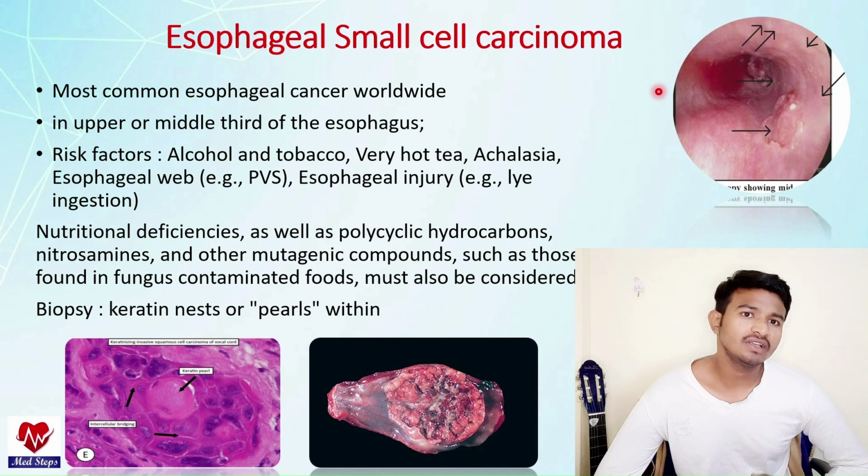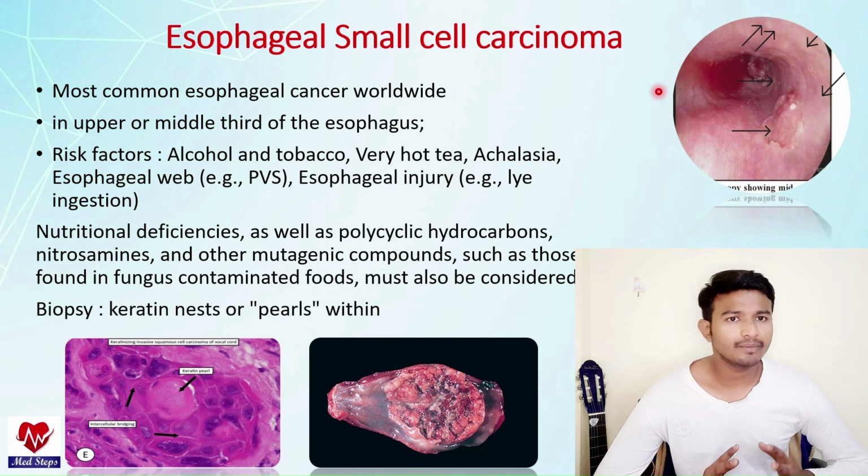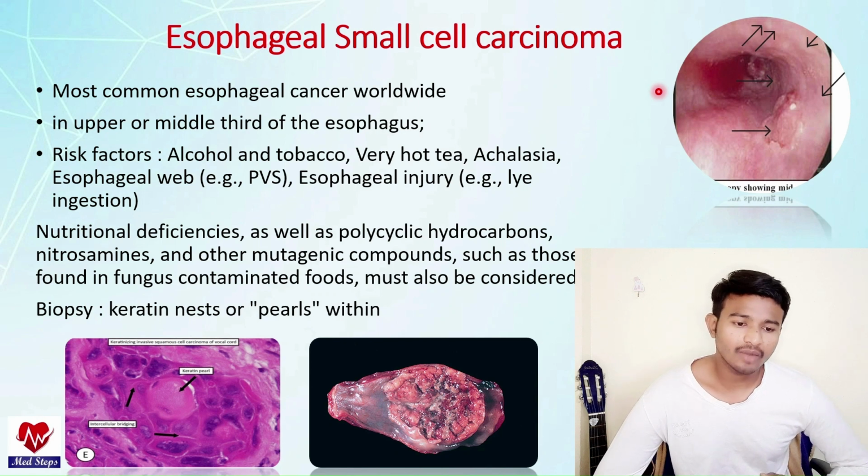And esophageal injury. This esophageal injury forms for example from ingestion. This small cell carcinoma is affected because of nutritional deficiency and eating of polycyclic hydrocarbons, nitrosamine foods. In that food they will add nitric oxide and other mutagenic compounds such as those found in fungus contaminated foods. Fungus contaminated foods means, for example, vegetable pickles, like normal pickles will come in this fungus contaminated foods, and must also be considered in small cell carcinoma.